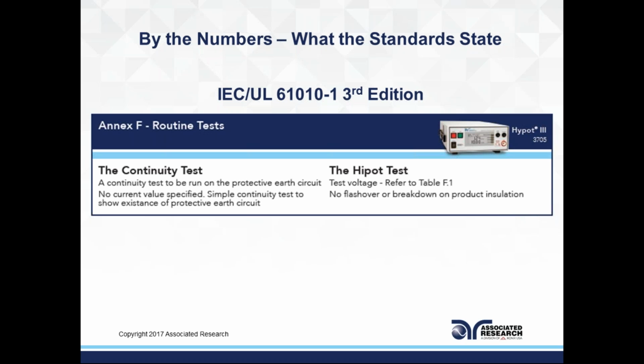You want to be able to perform the dielectric withstand test on your product to make sure there's no bad insulation. So that was checking the insulation. Now here we're checking to see if there's a continuous path to ground. So let's take a look at what the test actually calls out for. A continuity test to be run on the protective earth circuit, and this basically calls out, no current value was specified, no other parameters were specified, and this is actually talking about a continuity, just to make sure there's a continuous path.